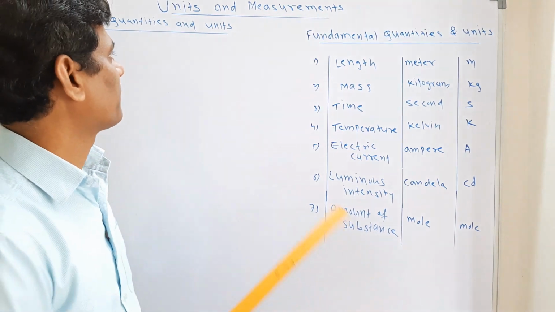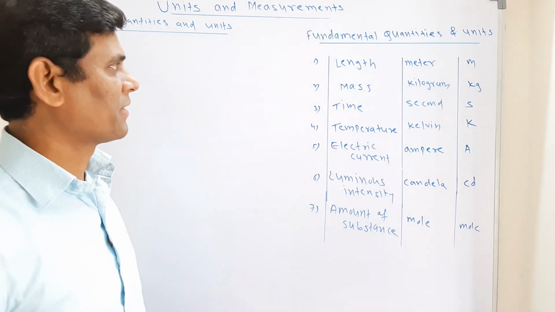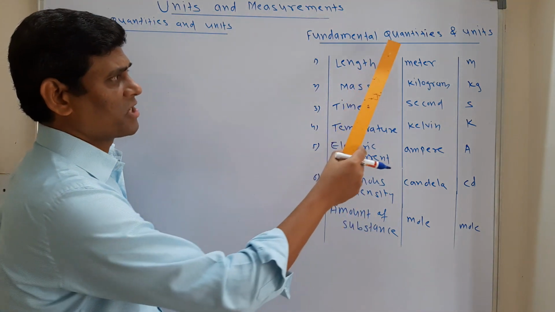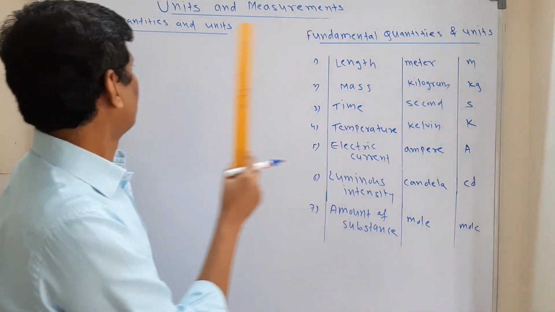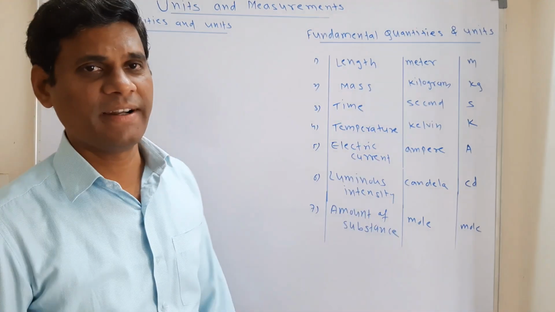Students, now we will see units and measurement. That is your first chapter of 11th standard. In this case, we have to discuss what are fundamental quantities and units, derived quantities and units. We will focus first on fundamental quantities.